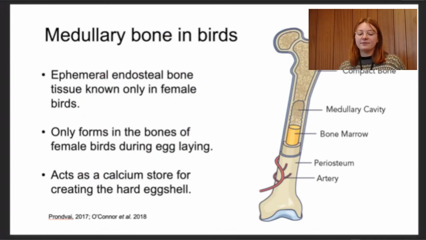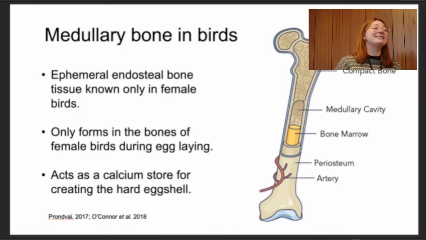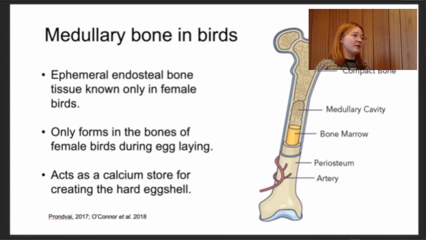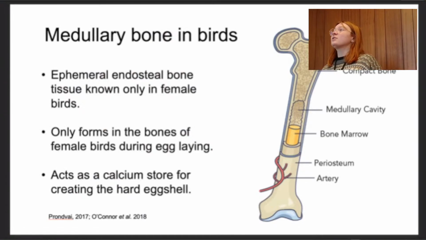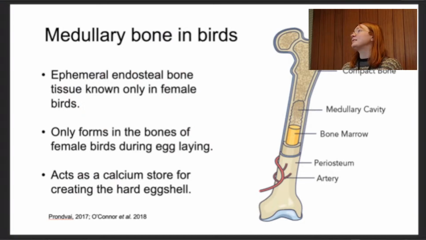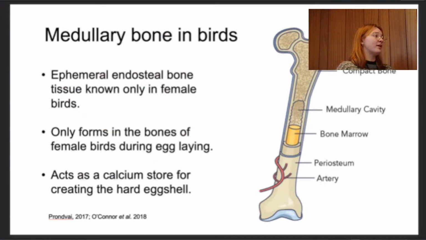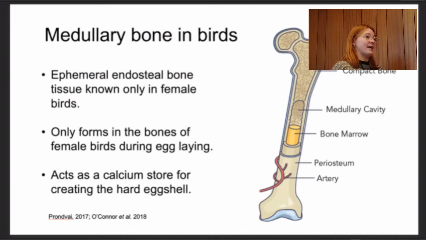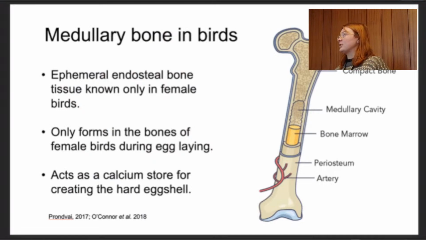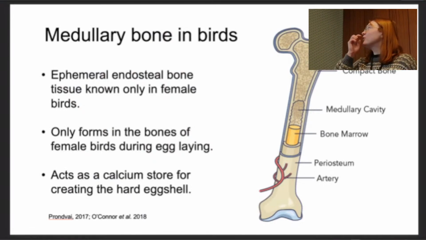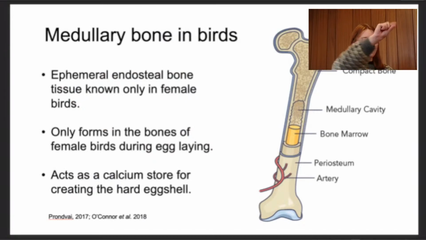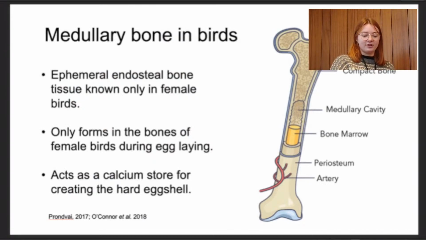The best way to actually be able to tell if a dinosaur is male or female is a detection of medullary bone. This is really present in birds, and it is ephemeral endosteal bone tissue known only in female birds. So that means it's temporary. It's only present when a female is laying eggs or about to lay eggs, and it's essentially reserved for the creation of the calcified, hard eggshell. As you can see, it's literally in the middle, and it looks very different to spongy bone. You can see the compact bone layer on the outside.